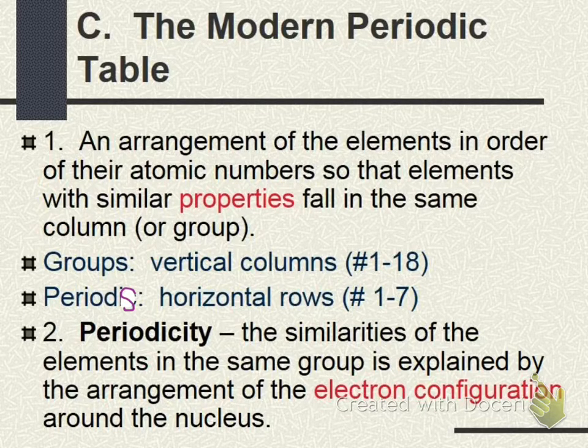Periodicity, the similarity of the elements in the same group, is explained by the arrangement of their electron configuration. Because remember, everything in the same group has the same outer electron configuration. For example, group 1 has an s1 configuration: either 1s1, 2s1, 3s1 as you go down the group. So it's their electron configuration around the nucleus that gives them these similar properties.